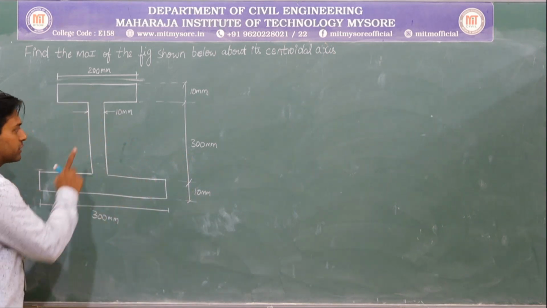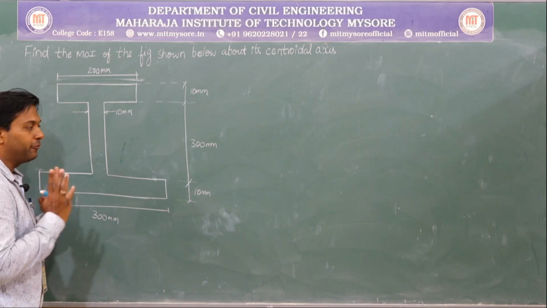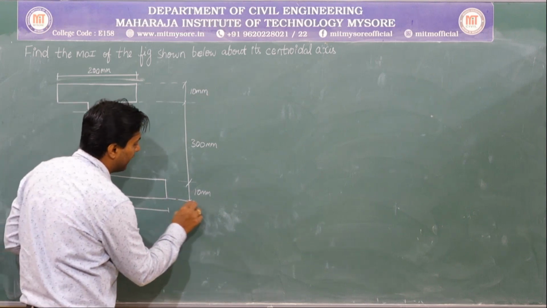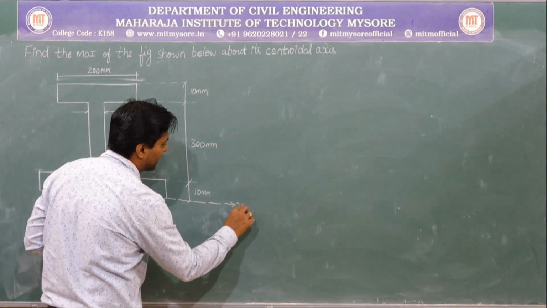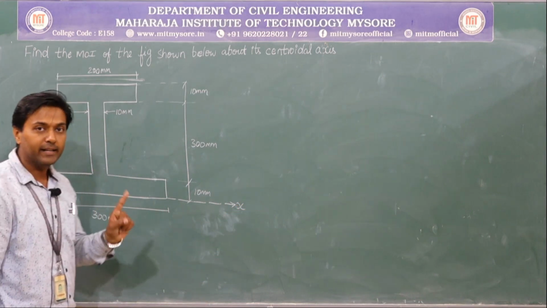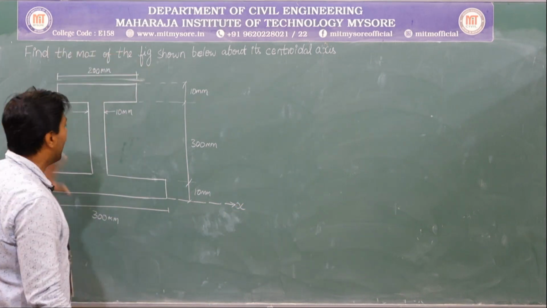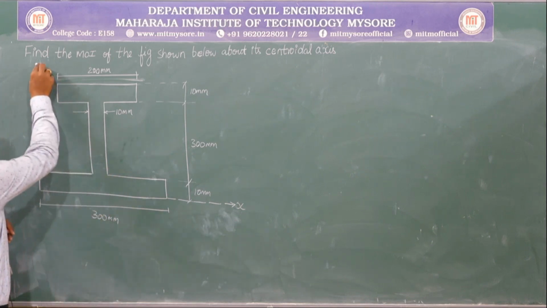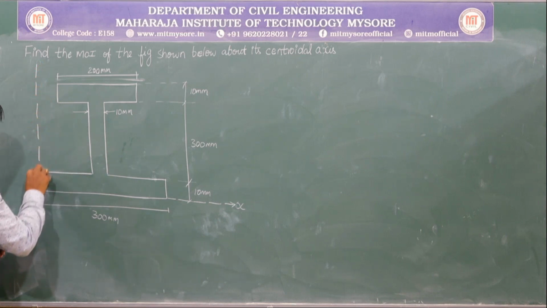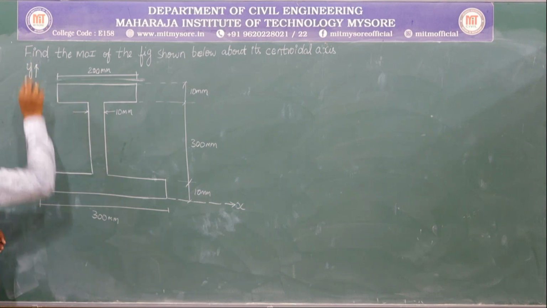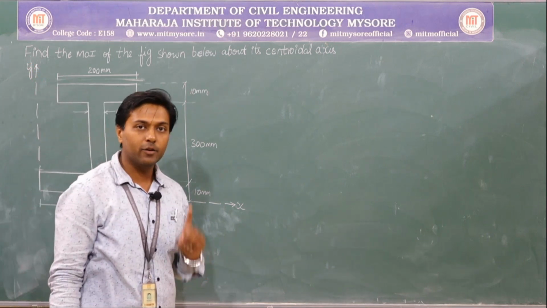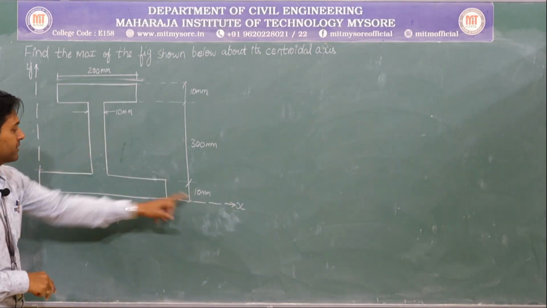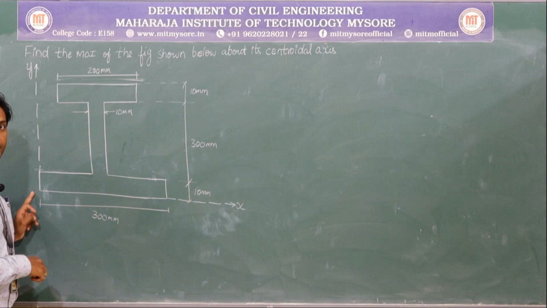First, let me go with the centroid procedure. First, mark the coordinate axis. Coordinate axis is nothing but x axis and y axis, and you need to mark it in such a way that the entire diagram lies within that particular axis. That's why I will be marking the y axis here. You should mark the coordinate axis in such a way that the entire diagram lies within the x and y axis like this. Now this has become the origin.